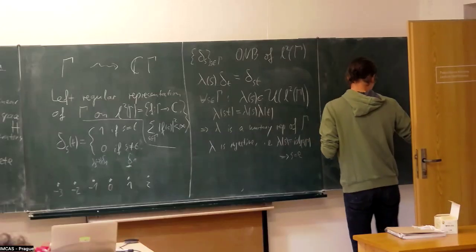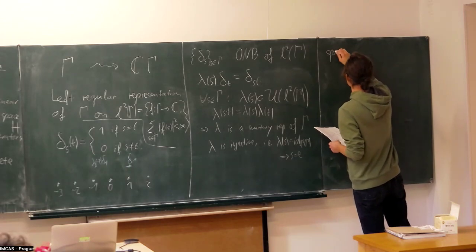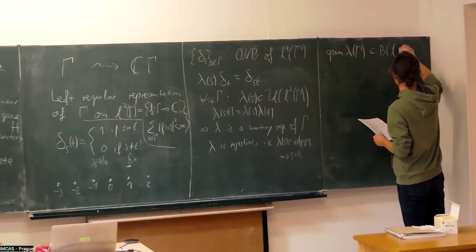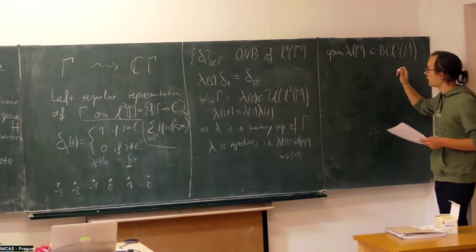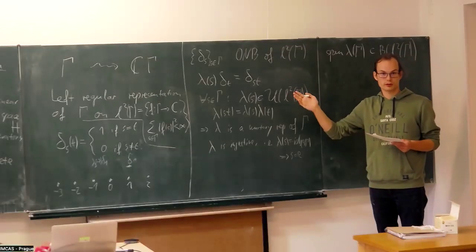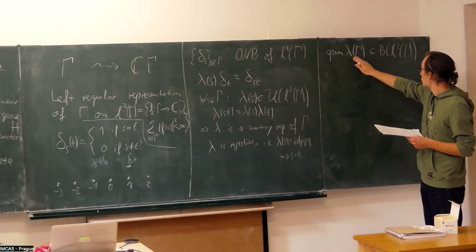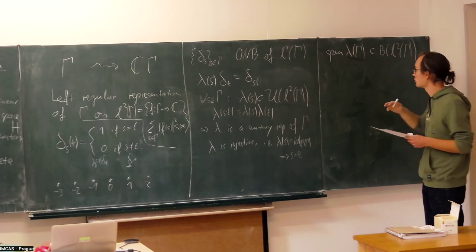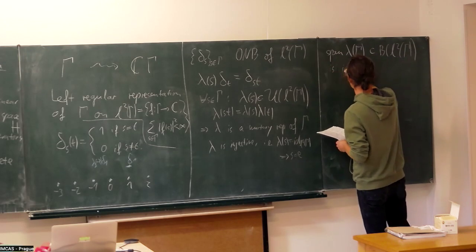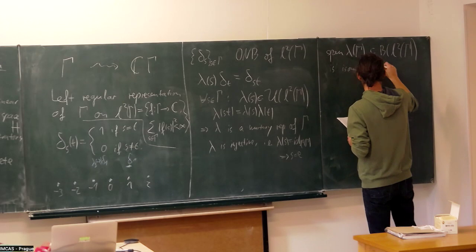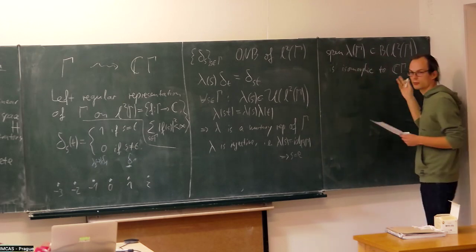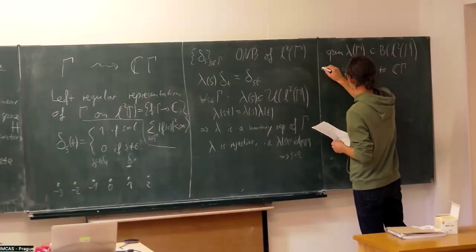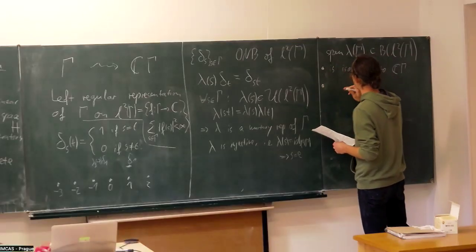Now we take the linear span of this. Now this will live in B of H, a subalgebra of B of l2 of gamma. And this is isomorphic to the group algebra that we started with. Right? We just take linear combinations of those, so this is isomorphic to our original group algebra now, as a complex algebra, I guess. And second of all, this is a star algebra.